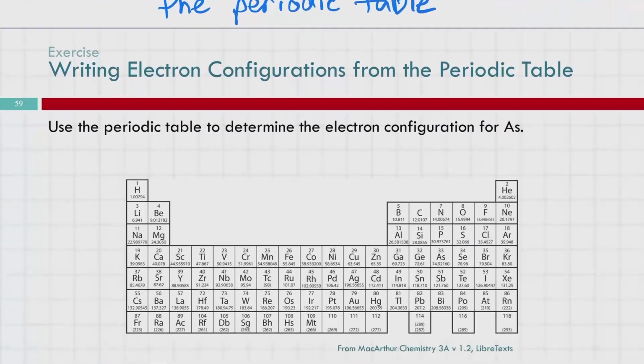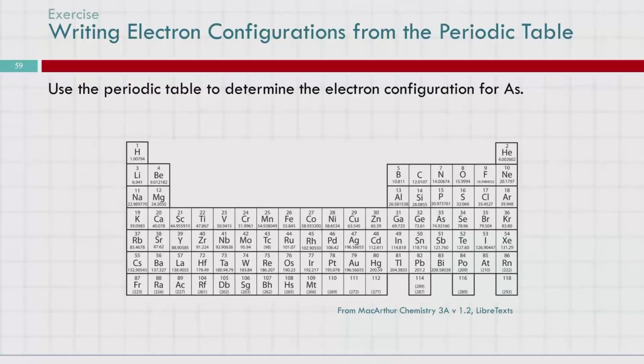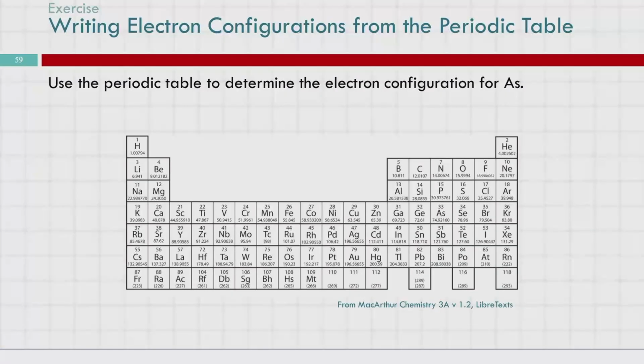So let's use the periodic table and determine the electron configuration for As. First we need to find As. And we find it in that area. So go ahead and take a moment, use the periodic table, either one that you have or one not on the board, and figure out the electron configuration for this element.